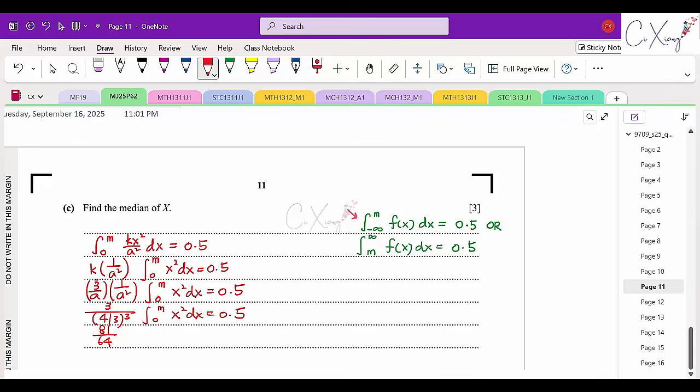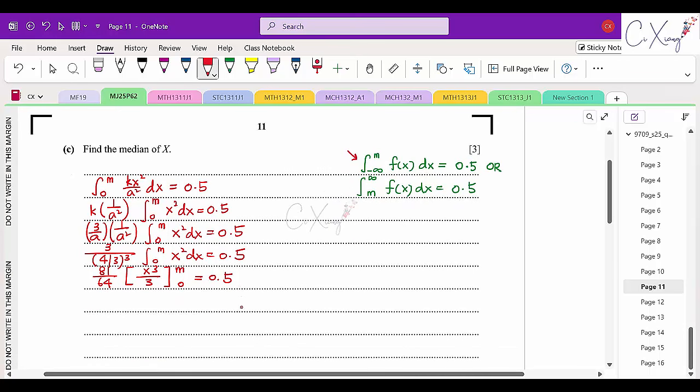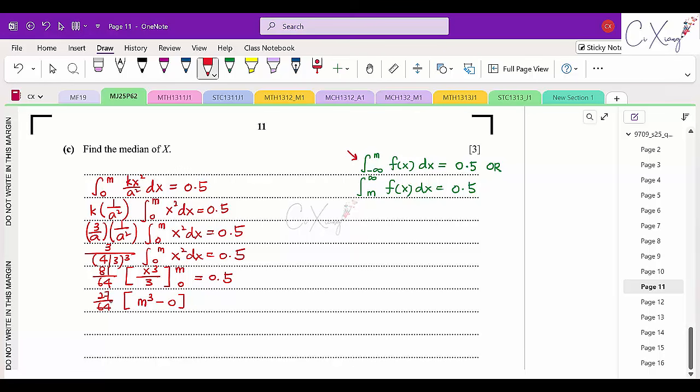Okay, then I start the integration for the x squared. I'll be having x cubed divided by the new power 3. Put in the median and also the 0, and I got 0.5. Okay, so further simplify all the terms that I have here, I'll be having 27 over 64. Take out the constant 3. Okay, the constant 1 over 3, I take it out. Substitute the median. Here I'm having median power 3 minus 0 power 3, and it is equals to 0.5.